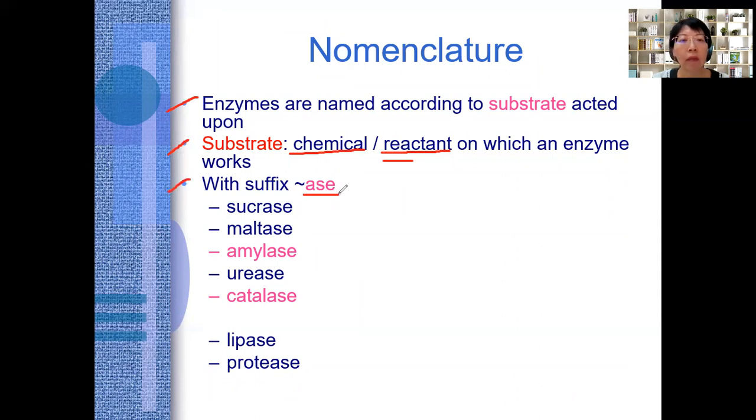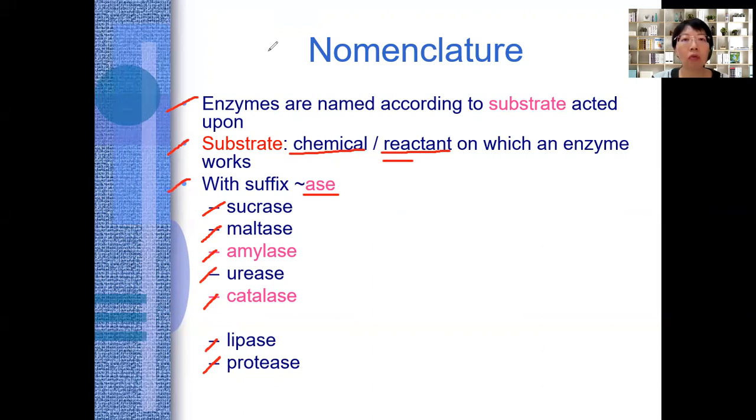And then how do we name it? It's named based on the substrate it will act upon. For example, sucrase will catalyze the breakdown of sucrose, maltase the breakdown of maltose, amylase the breakdown of amylose, which is starch, urease, urea, and catalase is H2O2. The ones in pink color are the ones that you need to memorize, and the reactions they catalyze, which you will look at later on. Lipase and protease will catalyze the breakdown of lipid and protein.